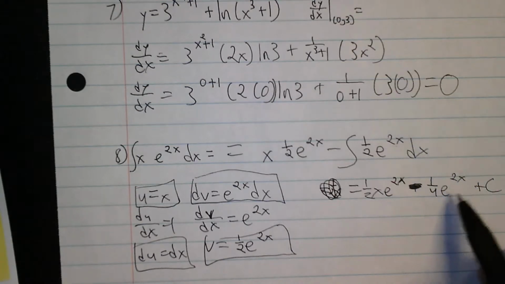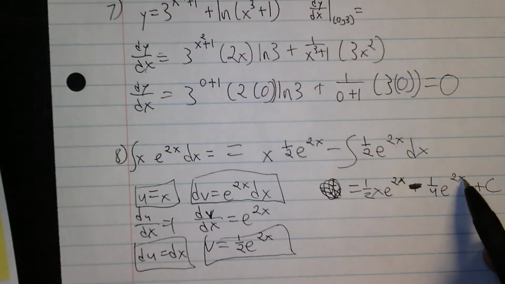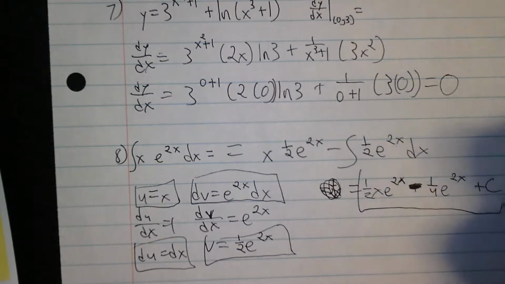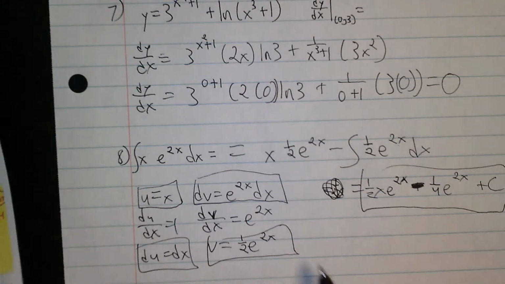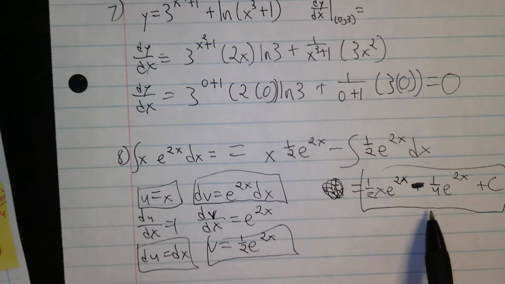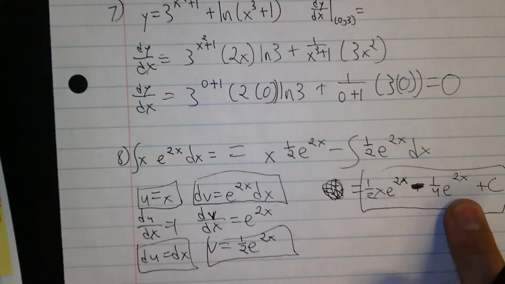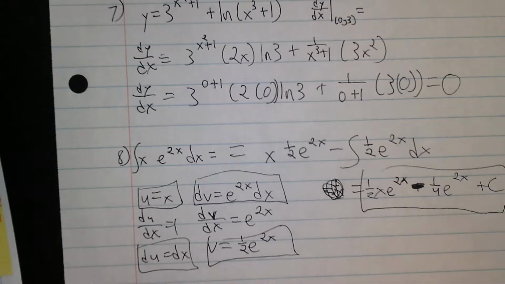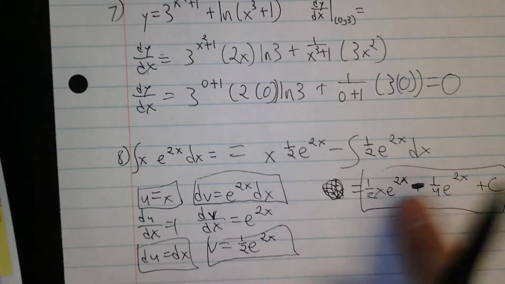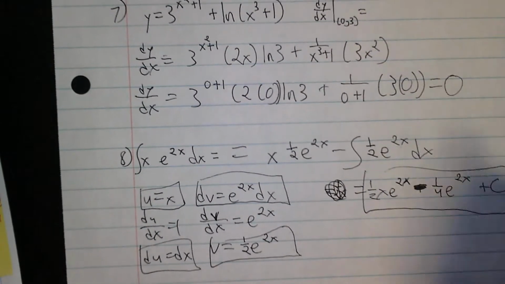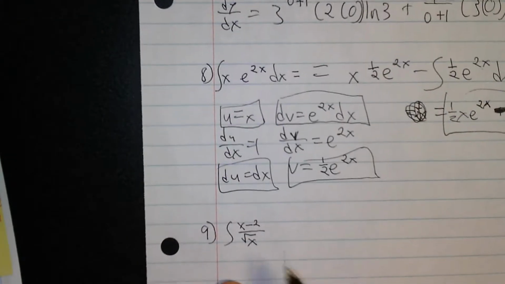Let's see if that's right. Take the derivative here, you get 1/2 e to the 2x. Perfect. That should be your answer then. All right, and the answer they have here looks to be exactly the same. Now you certainly could factor out 1/2 e to the 2x if you wanted to, but there really is no need.